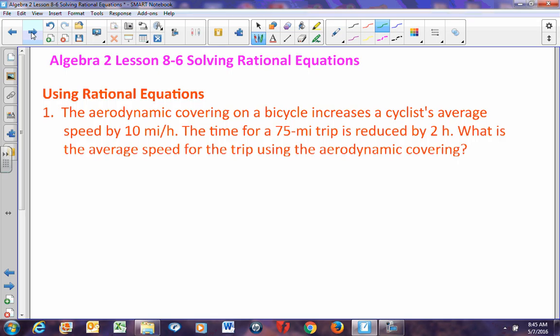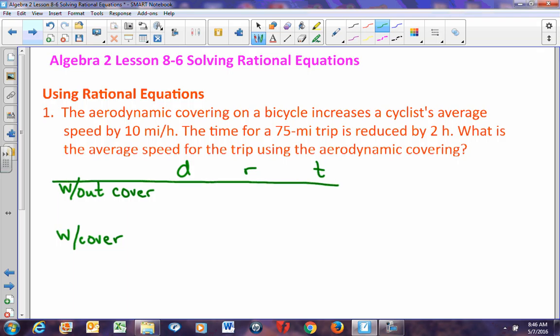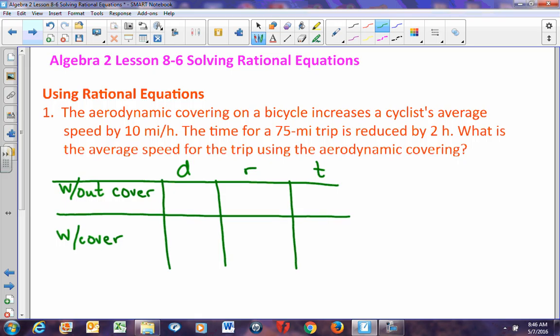Okay, this is a distance rate time problem. So I'm going to say without the covering and with the covering. Yeah, distance rate time. Making these little tables does help organize your thoughts and does help organize your answer.